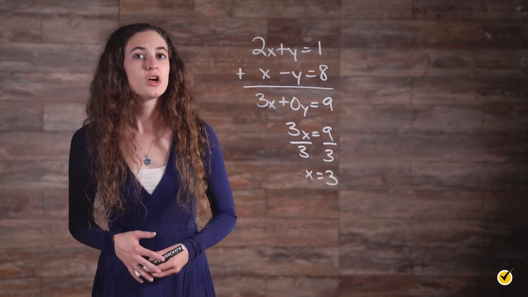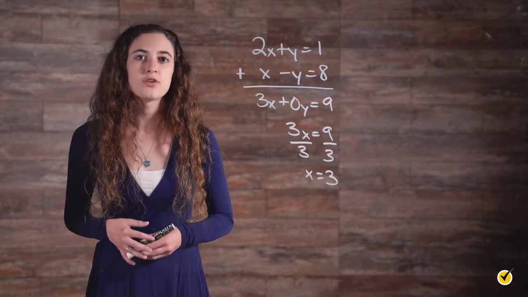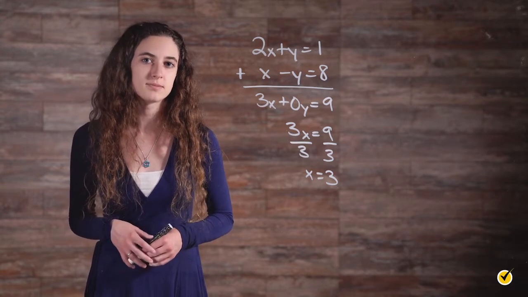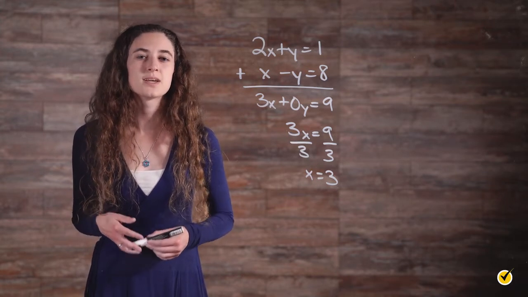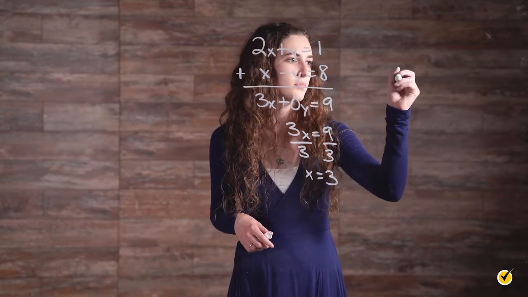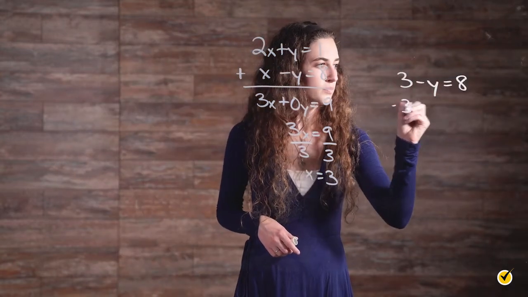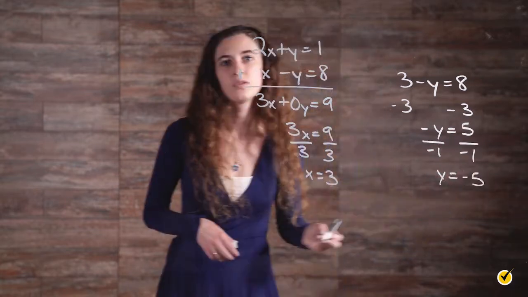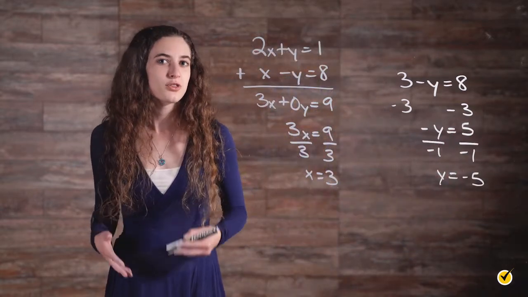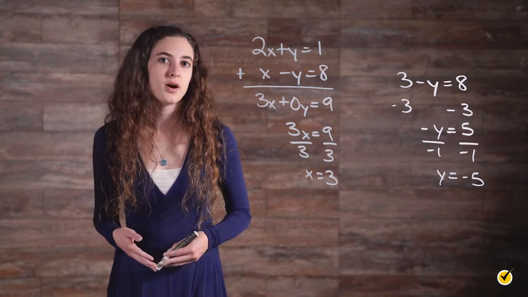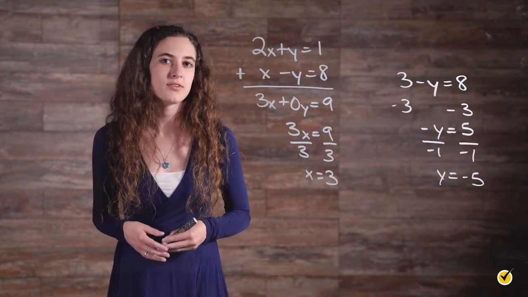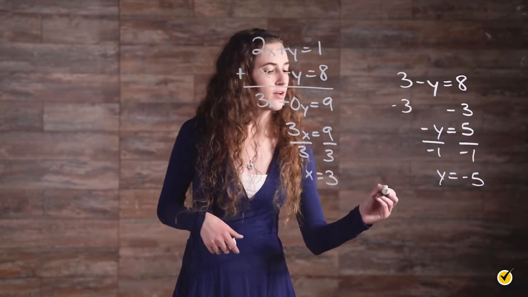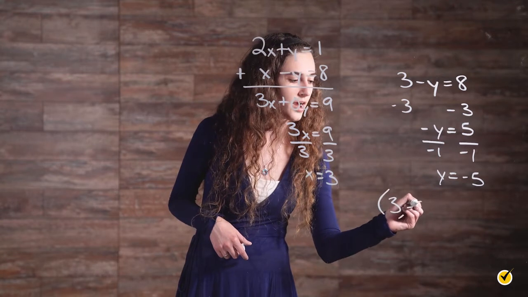Now, as before, use this value to determine the value of y by substituting x equals 3 into either of the original equations. Let's use the second equation of the system because it is fairly simple. To solve for y, subtract 3 from both sides and divide by -1 for a solution of y equals -5. So the final solution to this system is the ordered pair 3, -5.